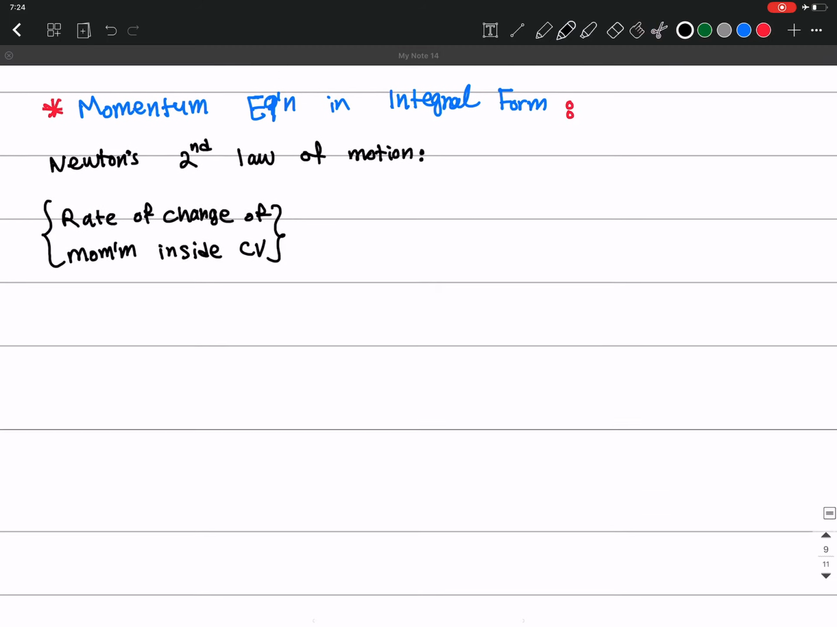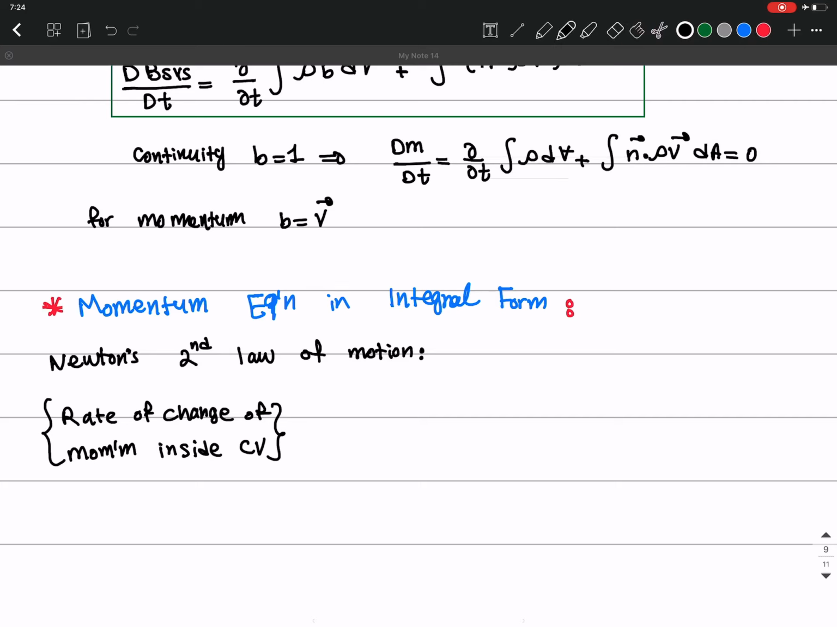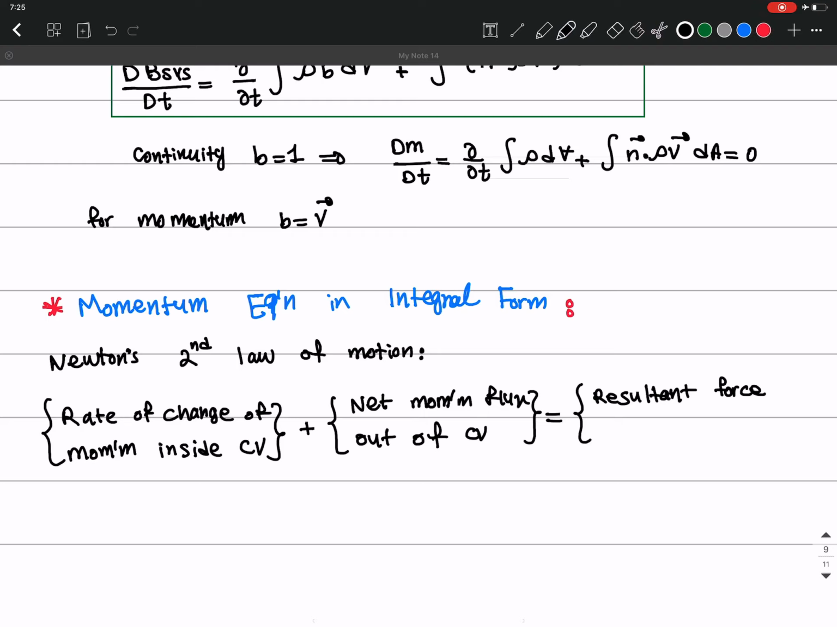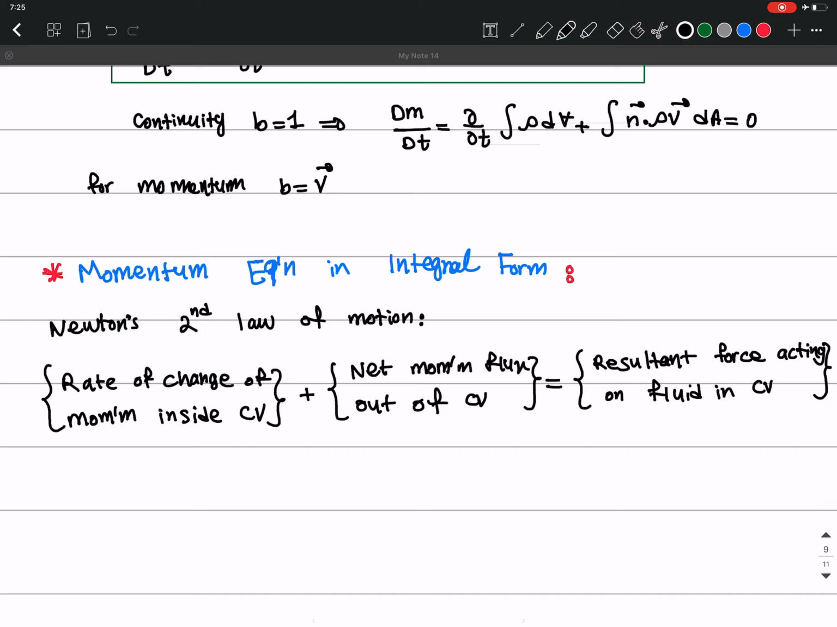okay, plus net momentum flux out of CV equals to resultant force acting on fluid in CV. Okay. So what is rate of change of momentum inside CV?